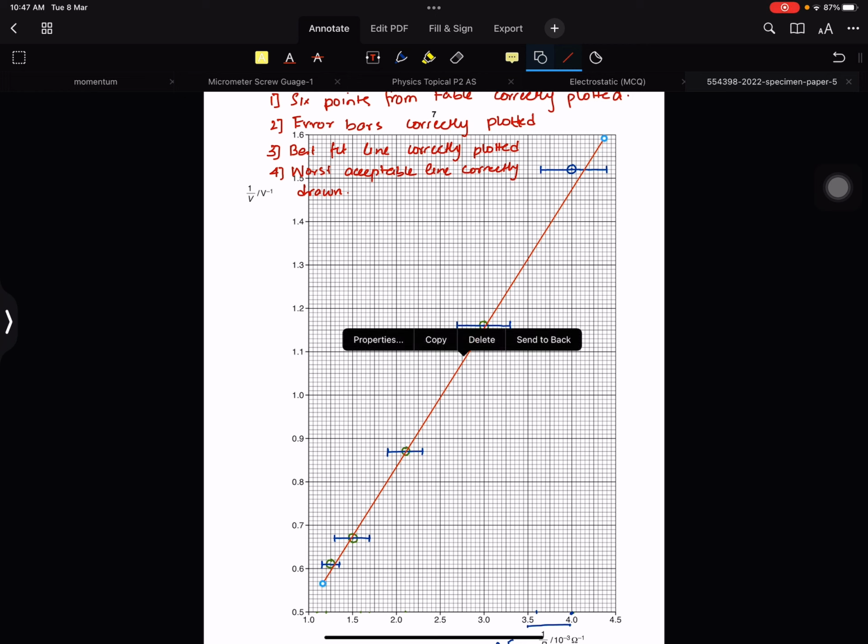I'm trying to make it so that most of the points come on my line. Let's try to make it a bit steeper. Does it serve my purpose?